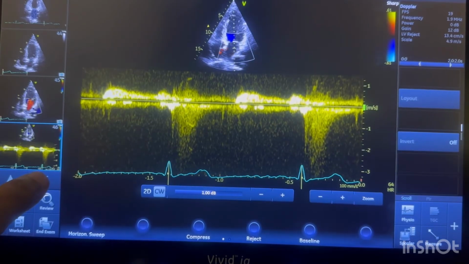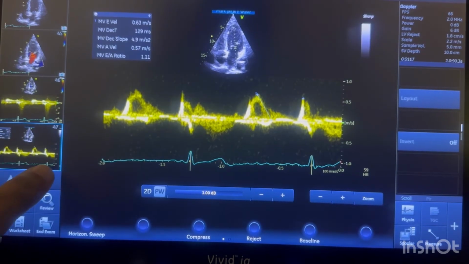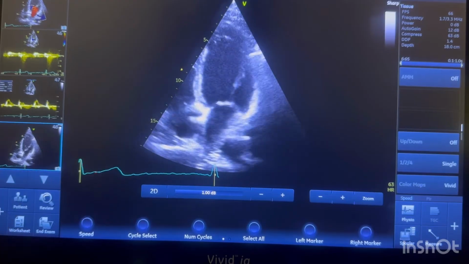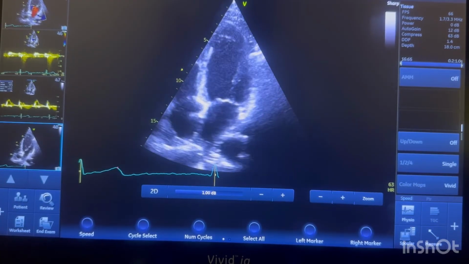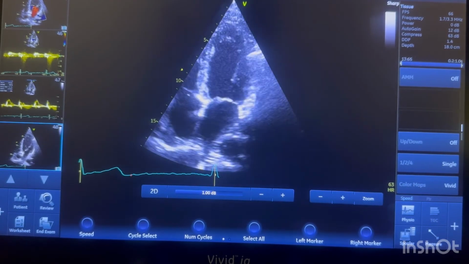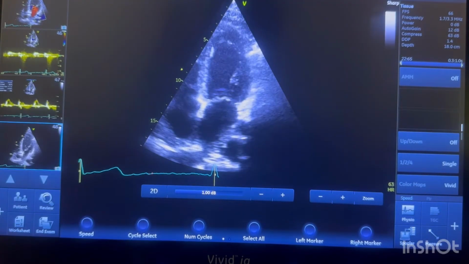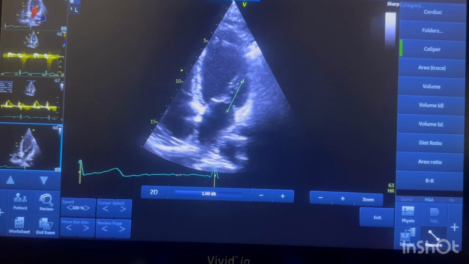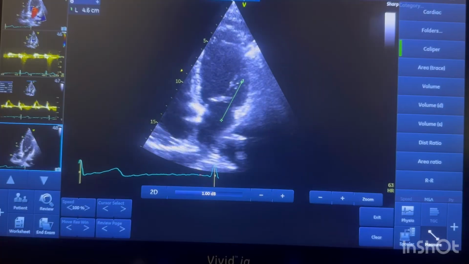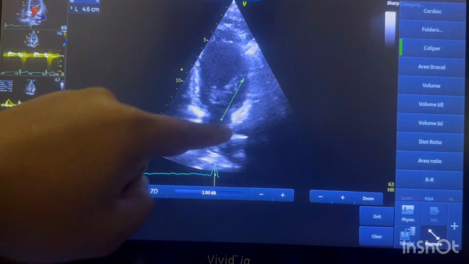So next, now this is very important, the mitral valve measurements. Now look at this. Luckily we get this sort of patient. So look at the mitral valve opening. If your valve is opening in this direction, the flow is going this way.